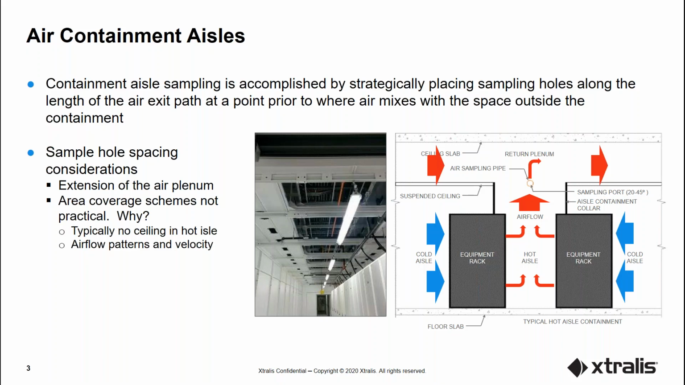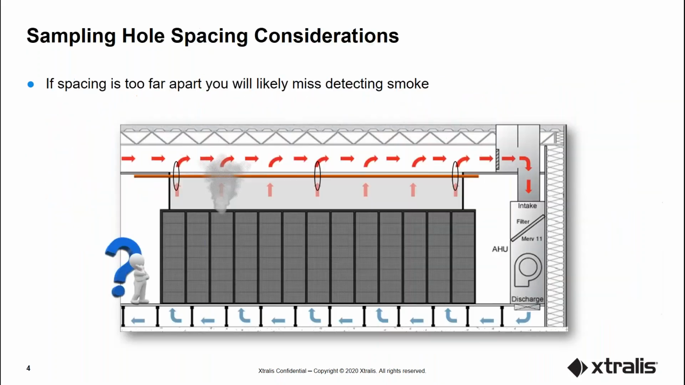With regard to sampling port spacing at this location, open area coverage guidelines are not applicable due to the airflow patterns and velocities, as well as the typical lack of a ceiling within a containment aisle. If sample port spacing is too far apart, an incident could go undetected until the fire grows to a size at which its energy is sufficient to overcome dilution and mechanical forces of the HVAC system.